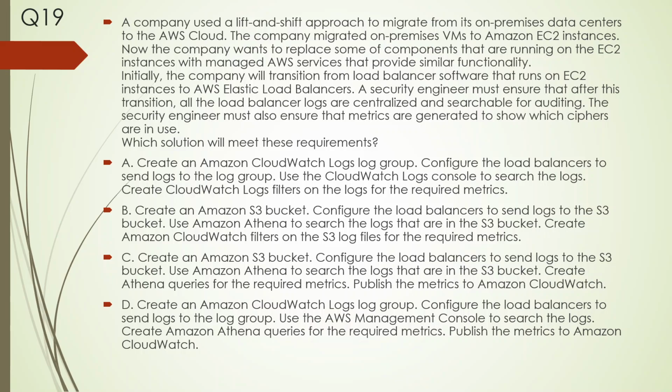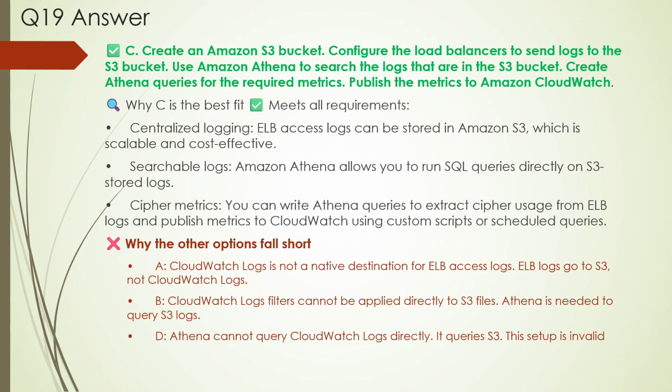Use Amazon Athena to search logs in S3, and then create Amazon Athena queries for each required metric, which is most likely C. Right, because if you just filter, you're not going to create the metrics. You need an Athena query to create the metrics. Great.